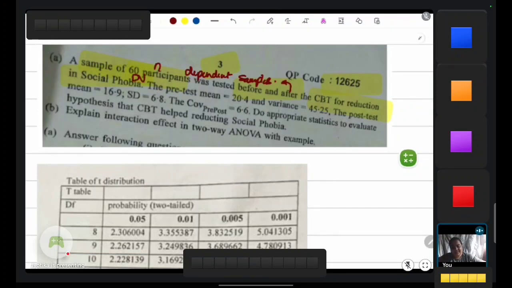Okay, pre-test mean is 20.4, variance is 45.25, post-test mean is 16.9, SD is 6.8. Four figures I have marked. Who's going to give me the symbol for each figure? How to denote each figure? Who's going to tell me? Okay, Bhavna.